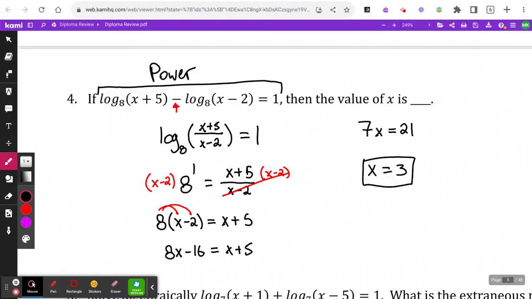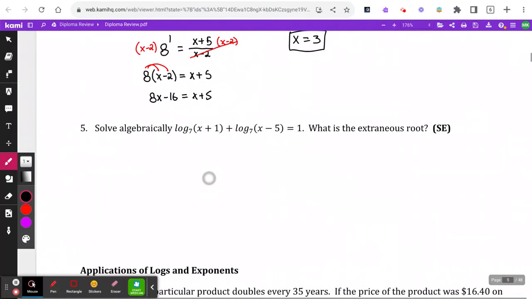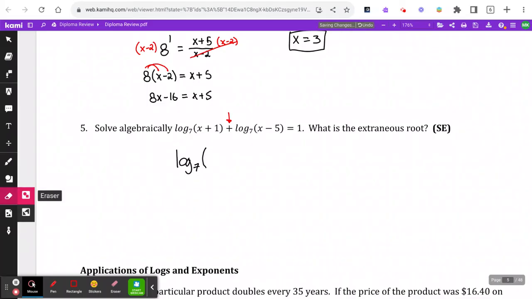Yeah. All right. Number 5. Same situation. I have log base 7 plus log base 7. I should immediately identify those are the same base, adding. That means I can combine those two logs together by multiplying those two arguments. So this becomes log base 7 of x, of 1.